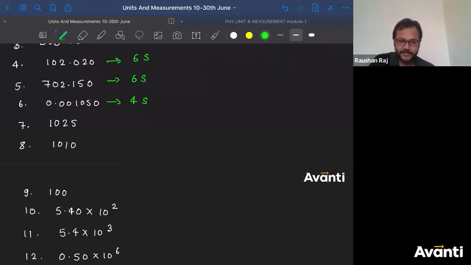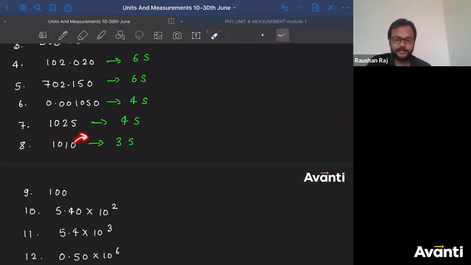In this one, how many significant digits are there? 1, 2, 3 non-zero. This is what? Trapped 1. That has to be counted as significant. So 4 significant digits are there. Now in this one, 1, 2, 3, but this is a trailing 0. What is the number of significant digits here? 3, not 4. Don't say this is 4, because this is a trailing 0. This will be non-significant, because there is no decimal here. If it would have a decimal here, then I would have considered the trailing 0 as the significant digit.